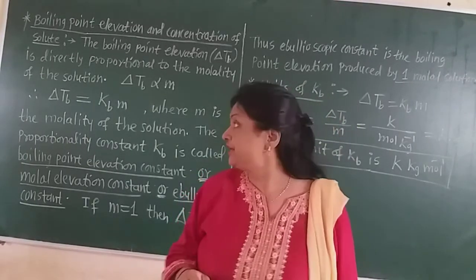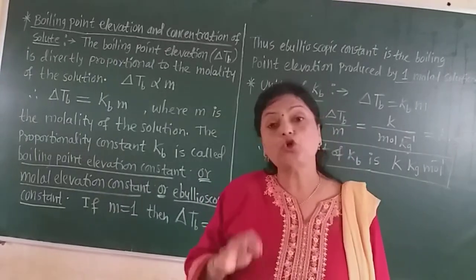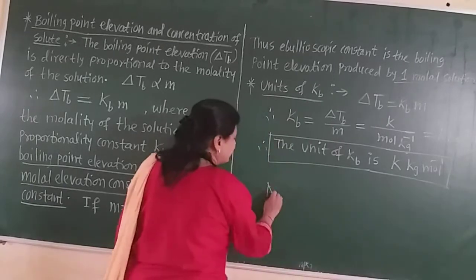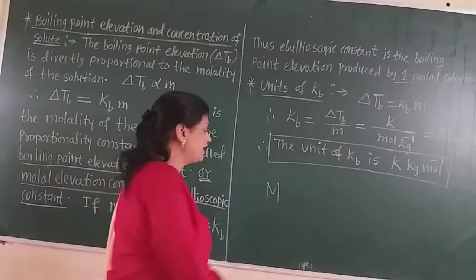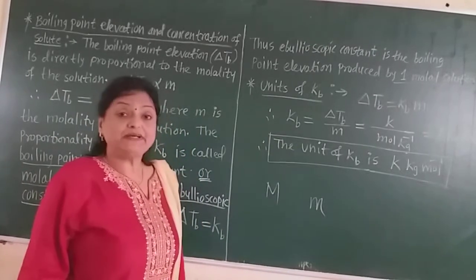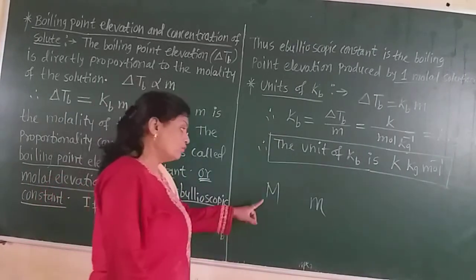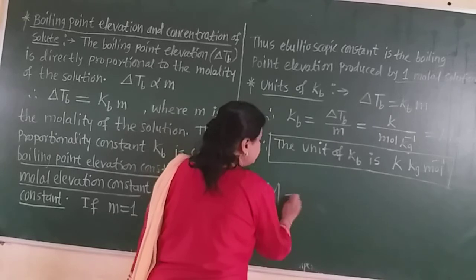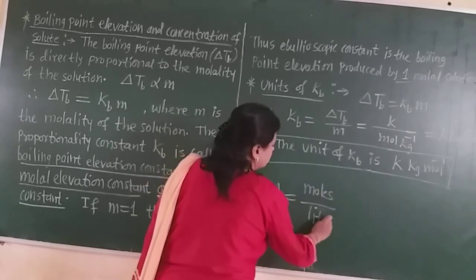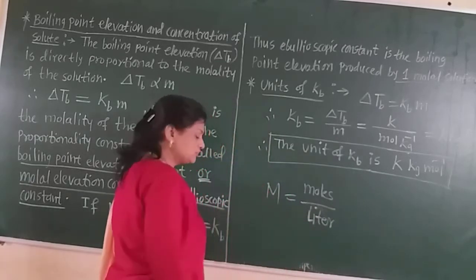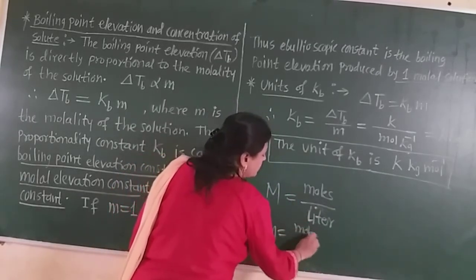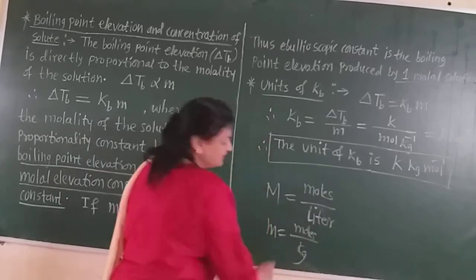But here we use the molality and not the molarity. Molarity is denoted by capital M and molality is denoted by small m. Then what is the difference between these two units? Molarity, capital M, is equal to moles per liter, and molality, small m, is equal to moles per kilogram.